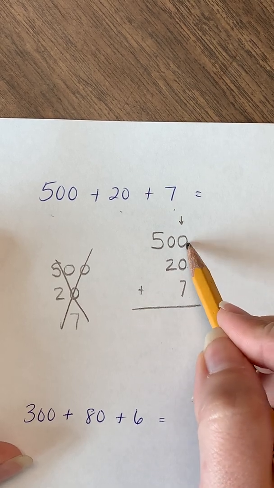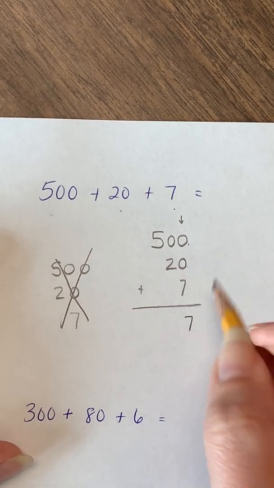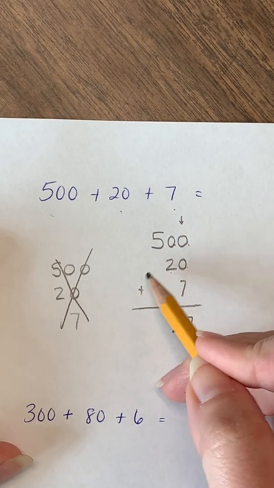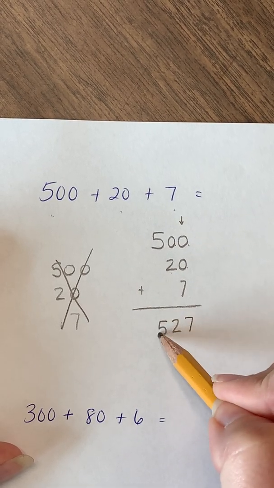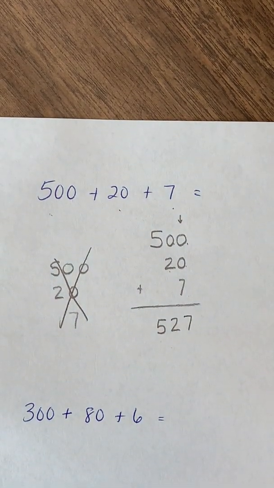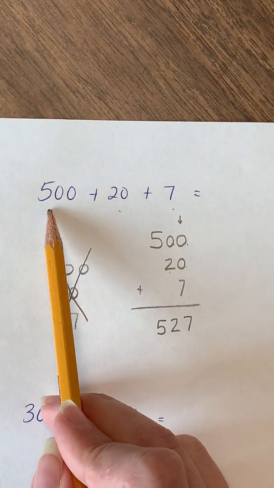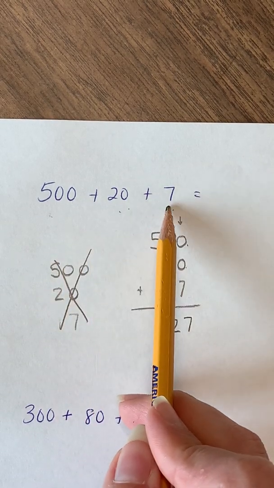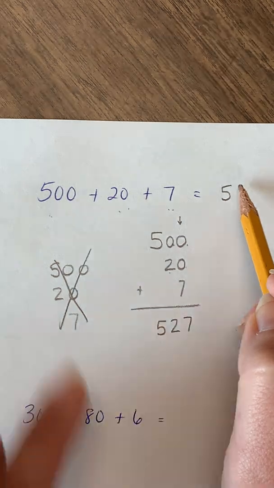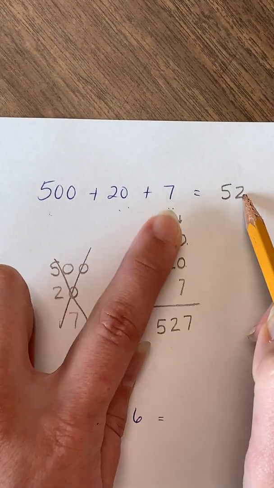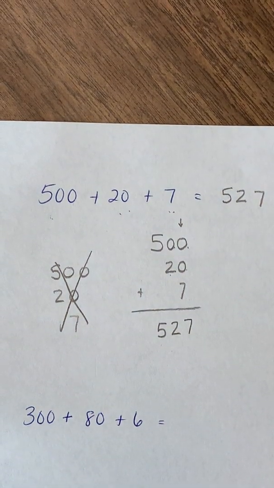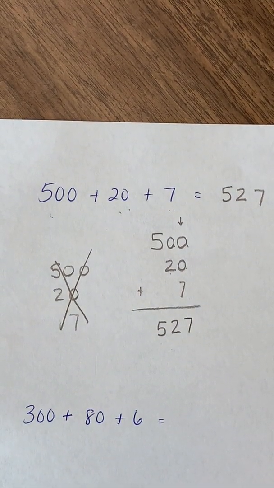7 plus 0 plus 0 is 7. 2 plus 0 is 2. And 5, nothing to add. Bring it down. 527. We could even read it. 500 plus 20 plus 7. 527. Many ways to solve this problem.